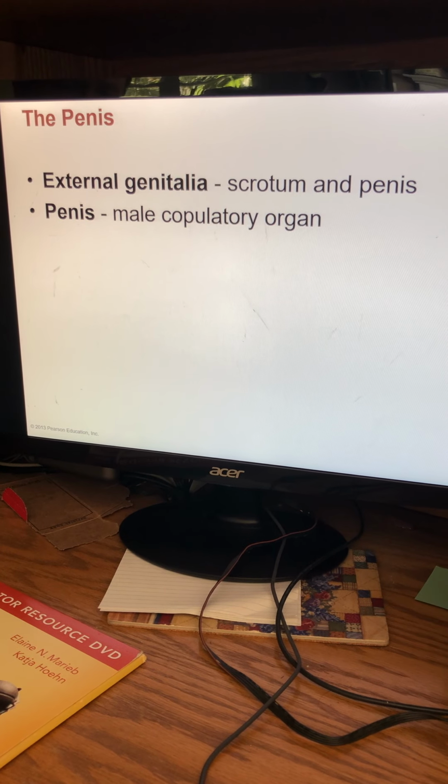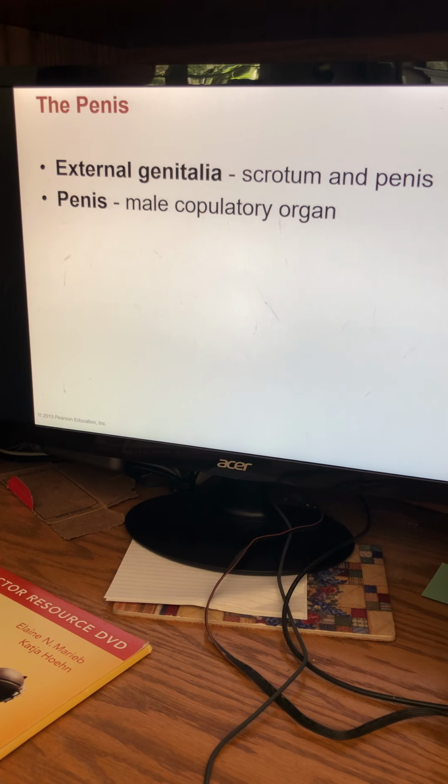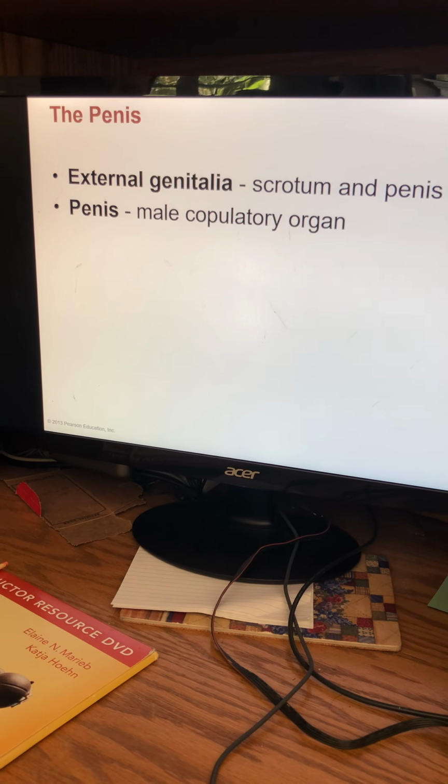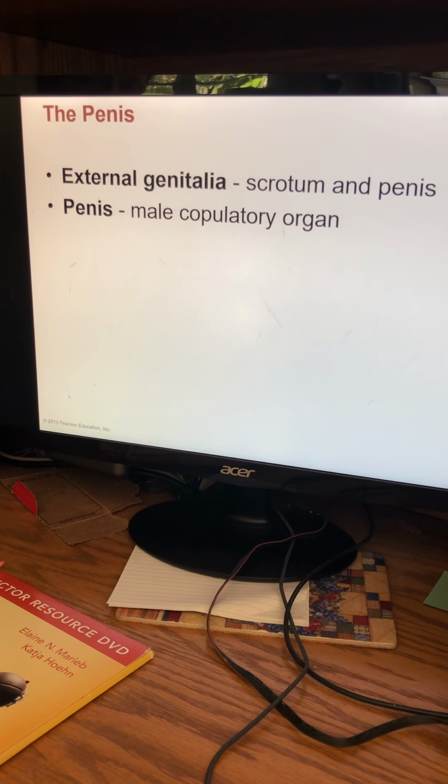The external genitalia of the male is going to be the scrotum and the penis. The penis is outside of the body, and like I said a second ago, it is the male copulatory organ.